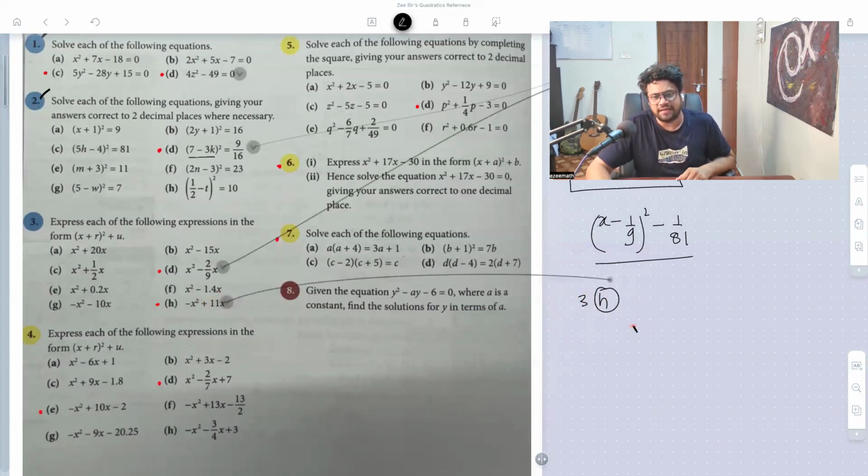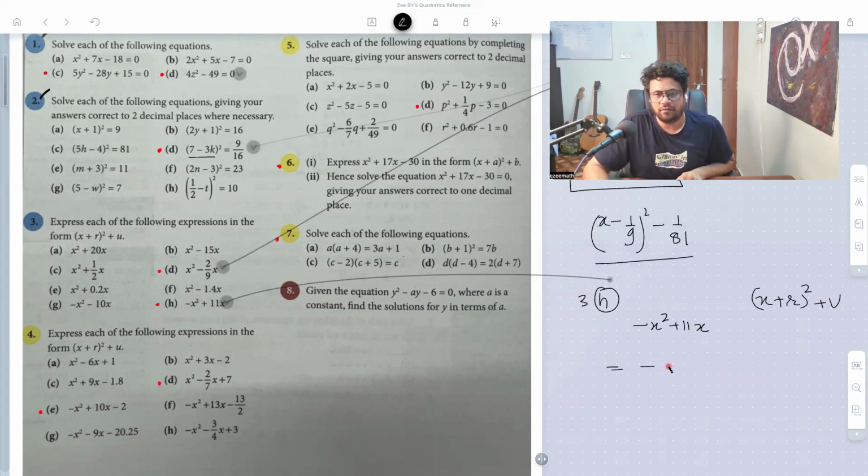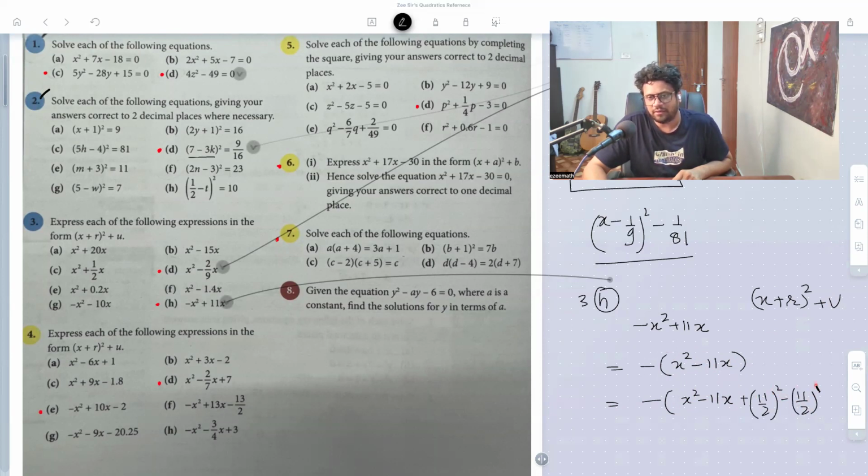3-part H. Well, it's a negative x square plus 11x. Remember, there is one added step here for us to bring it to our x plus r whole square plus u form. Well, I'm going to take a negative 1 out. Now it becomes a negative of x square minus 11x. From there on, I can go do a negative x square minus 11 by x. In the bracket here, I'm going to introduce a 11 by 2 square minus a 11 by 2 square.